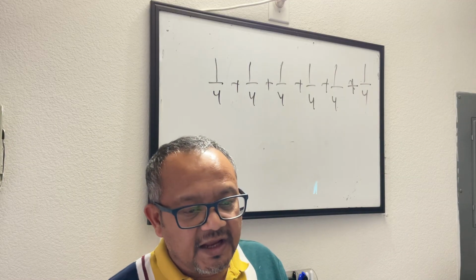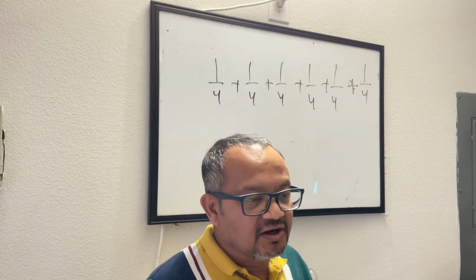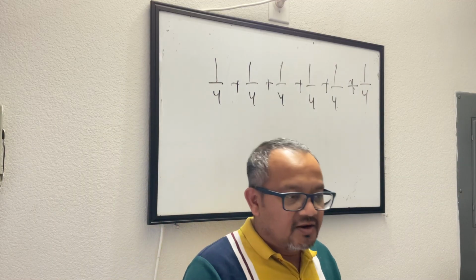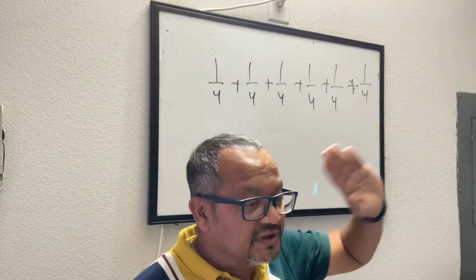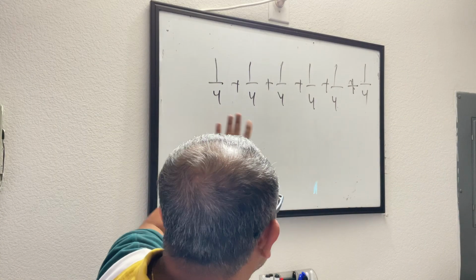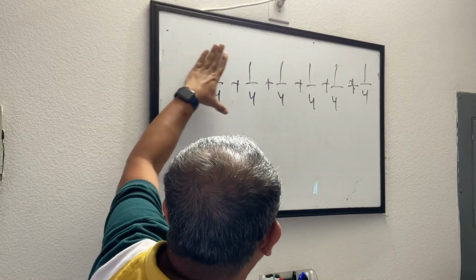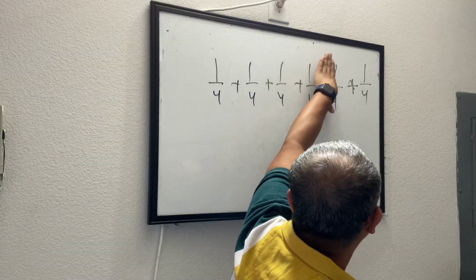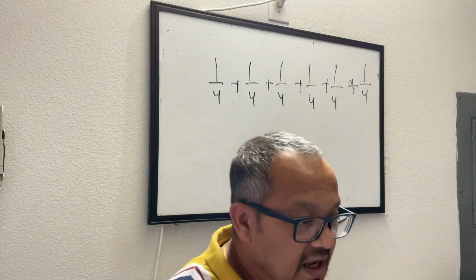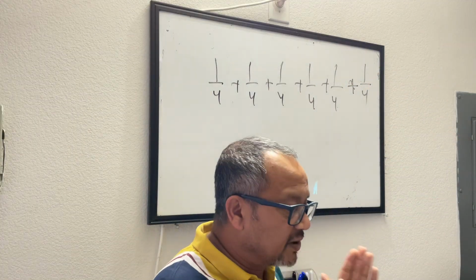It becomes an improper fraction. It's called improper. Okay. So let's not jump 3-4 steps. What I'm trying to say here is 1/4 plus 1/4 plus 1/4 plus 1/4 plus 1/4 plus 1/4. How much is that? And let's look at it in a very simple way.